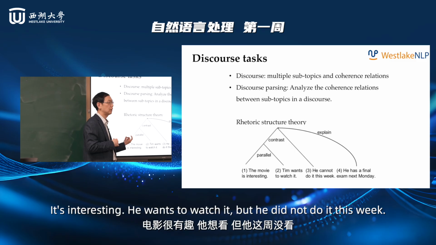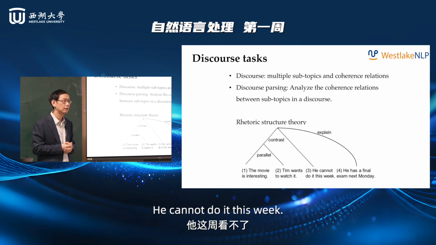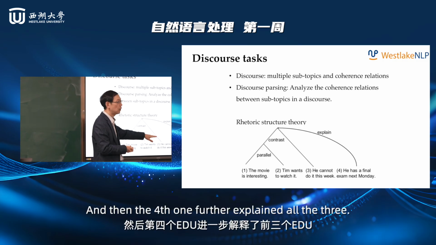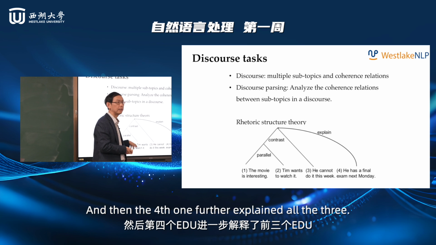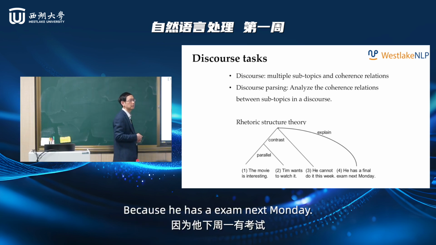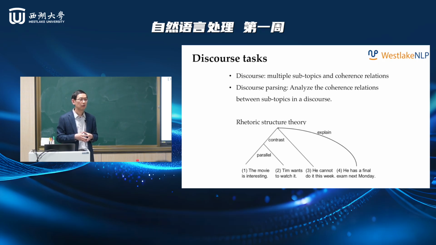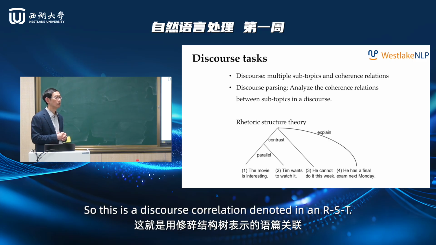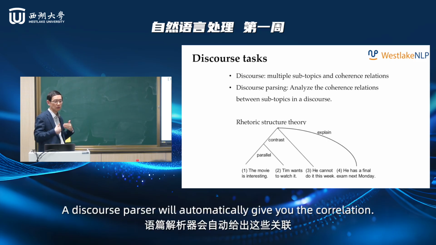Okay, it's interesting. He wants to watch it, but he did not do it this week. He cannot do it this week. It's a contradiction correlation. And then the fourth one further explains all the three, right? Because he has an exam next Monday. All right. So this is a discourse correlation, denoted in an RST. A discourse parser will automatically give you the correlation.